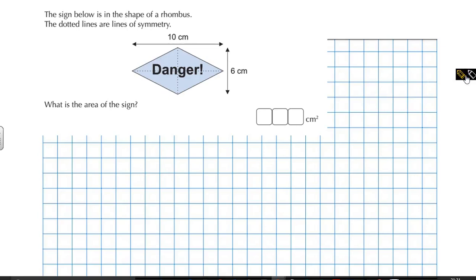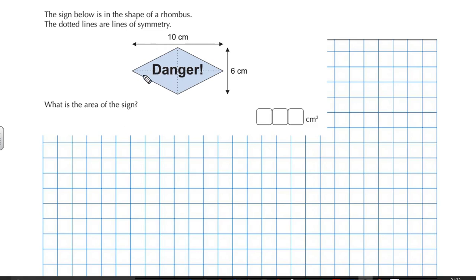Okay, we have a question here that's aimed at upper Key Stage 2 pupils, so Year 5 and Year 6, and some might find it quite tricky. Okay, the sign below, it says, is in the shape of a rhombus. The dotted lines are lines of symmetry. And the question that we're asked is, what is the area of the sign?